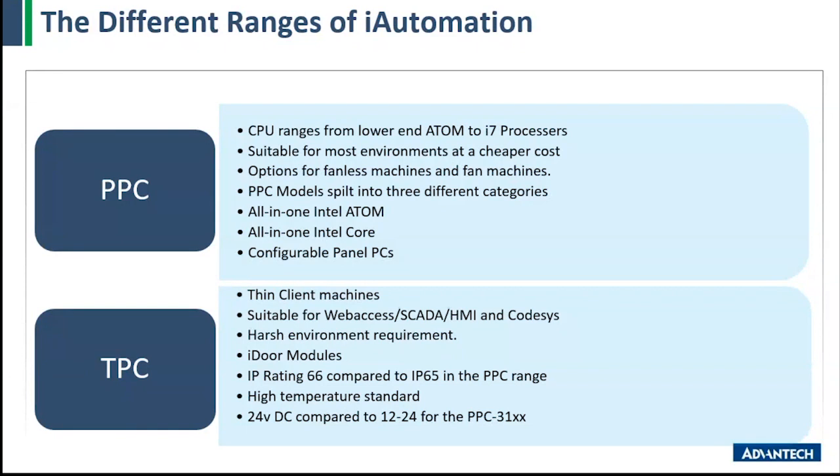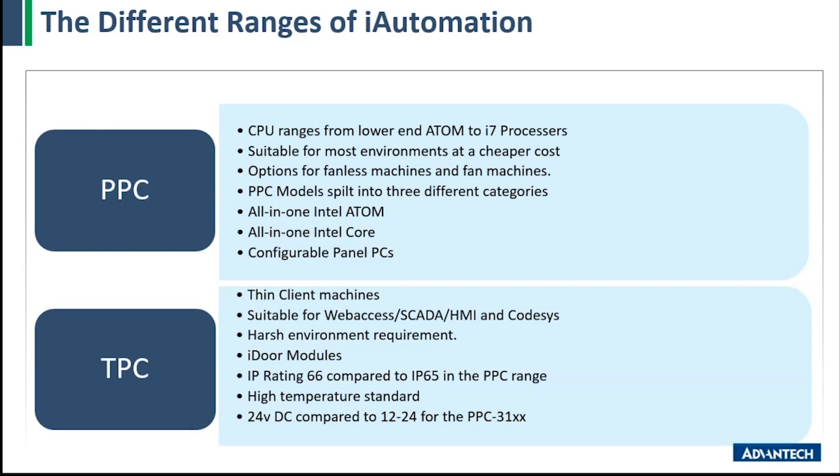In the iAutomation, which is our factory units and our panel mountable units, we have two categories. It's the PPC and the TPC. So the PPC model is a panel PC unit, which is your stock standard unit, which a lot of customers might know with the PPC-3100 Series, 30 Series, as well as our TPCs, which is our thin client PCs.